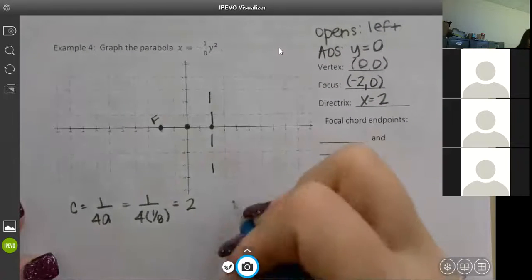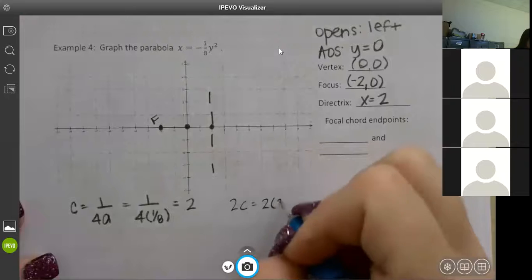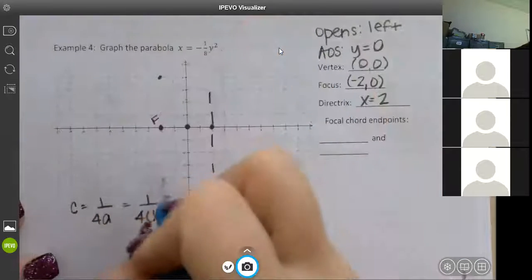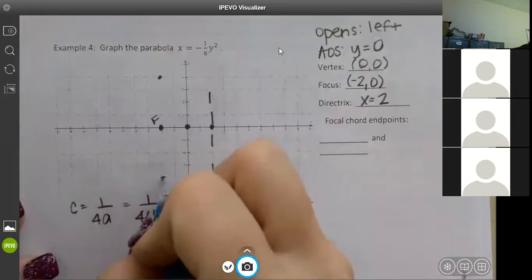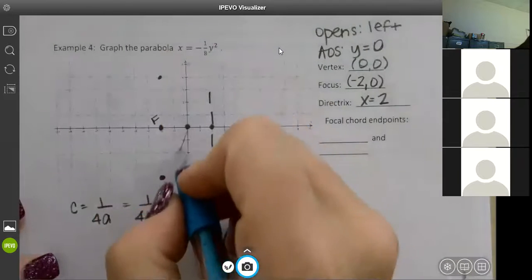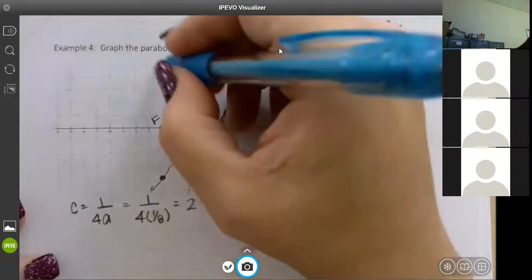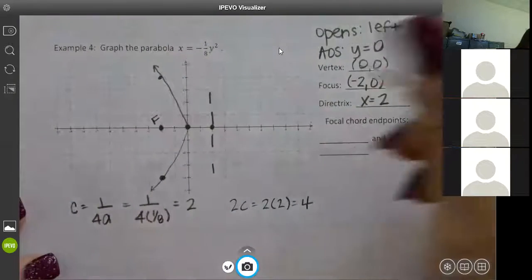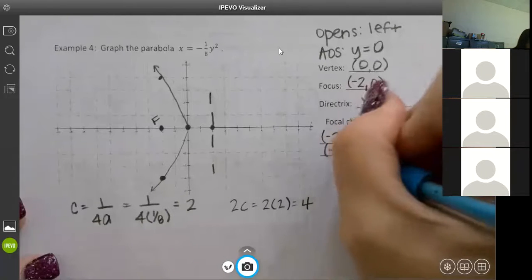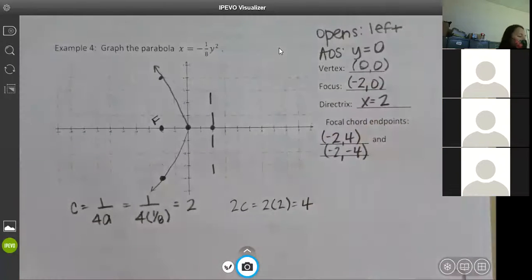And to find the focal chord endpoints, we do 2c, or 2 times 2, which is 4. And we do 4 up and down from the focus, which gives us our parabola. And what are our 2 coordinates? -2, 4, and -2, -4. Any questions? Okay.